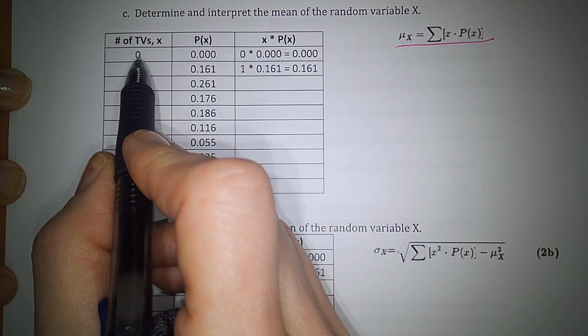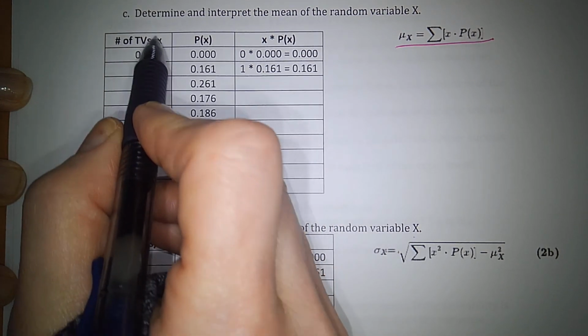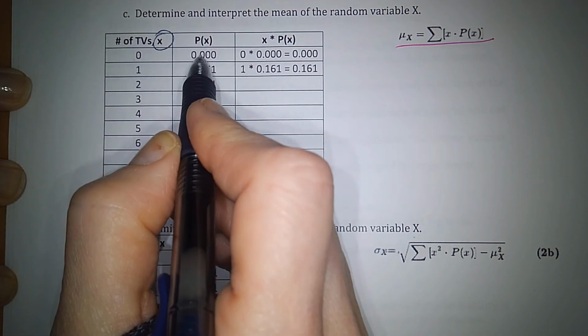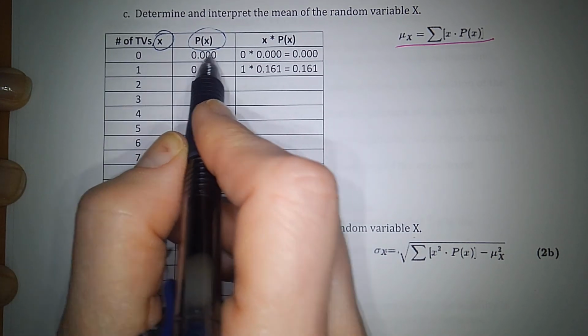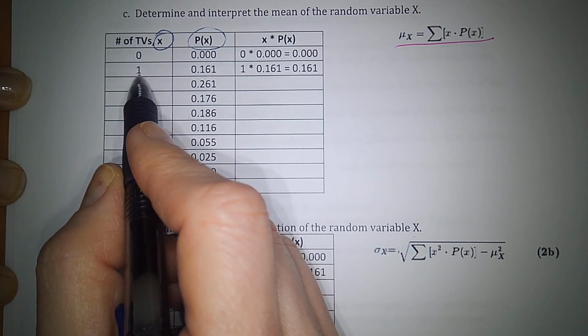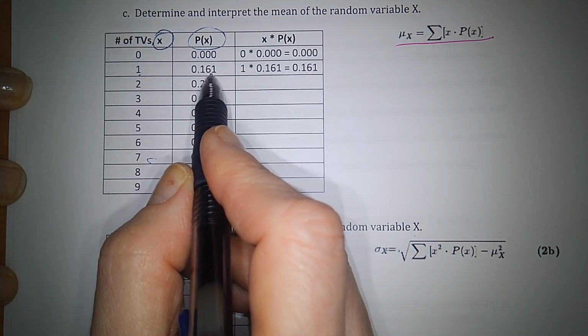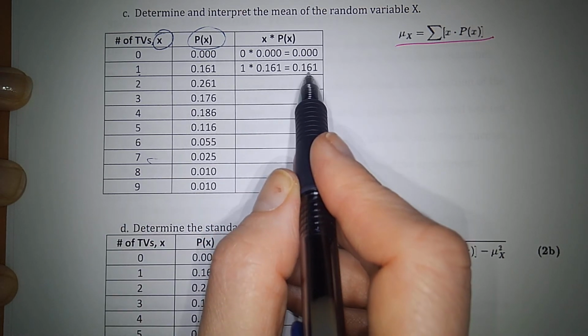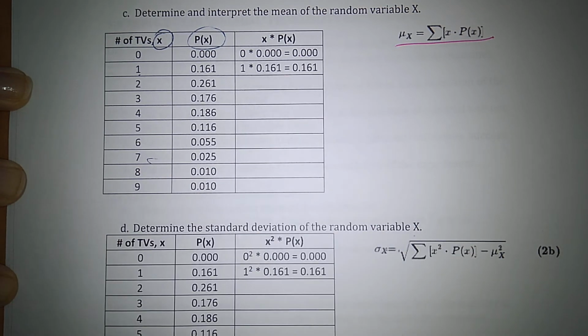So we're going to take 0, which is our x. We're going to multiply it by the probability it will occur, and you're going to get 0. Then you take 1 TV, which is my x, and what is the probability that they will have 1 TV? 16%. So when I multiply those together, I get 0.161.